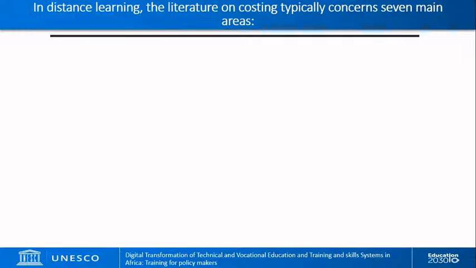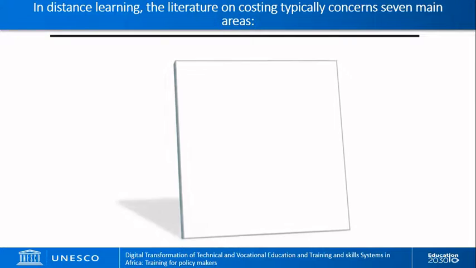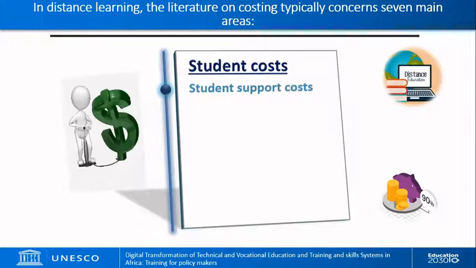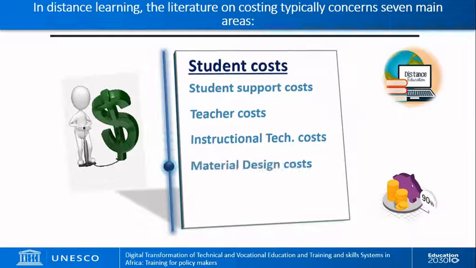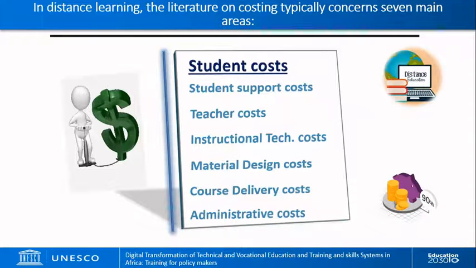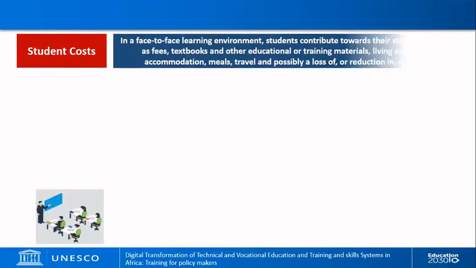In distance learning, the literature of costing typically concerns 7 main areas: student cost, student support cost, teachers' cost, instructional technology cost, material design cost, course delivery cost, and administrative cost. So let us look at these 7 main areas.